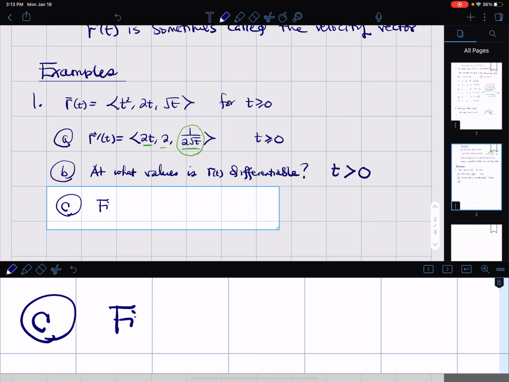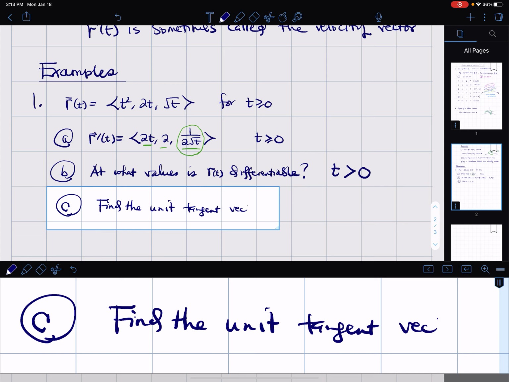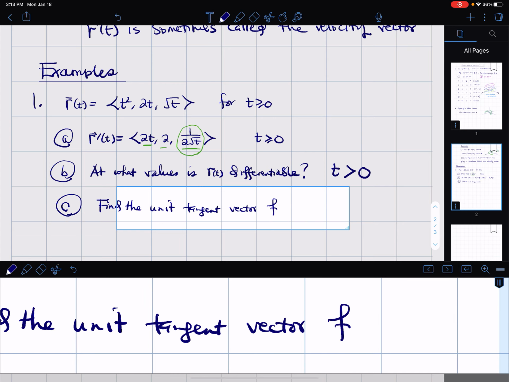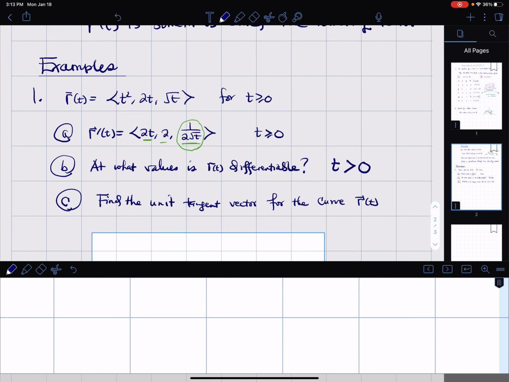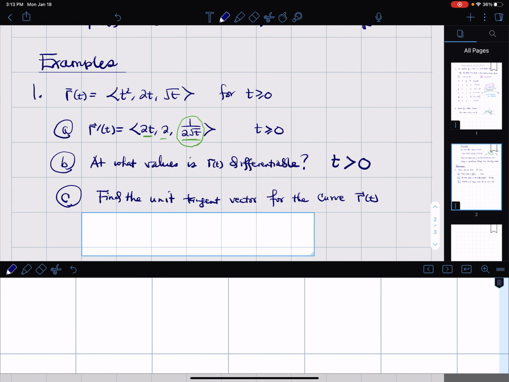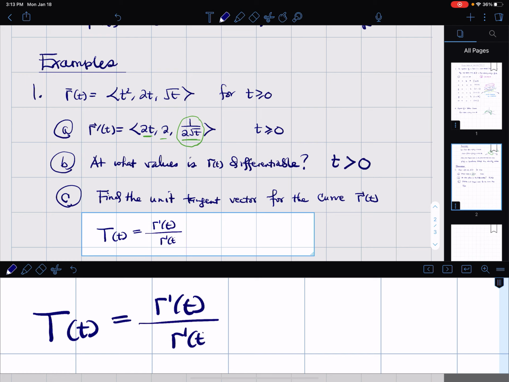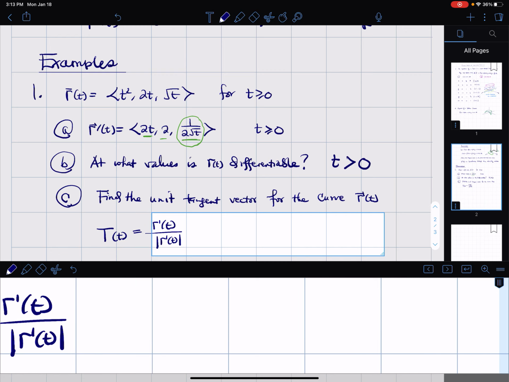Let's find the unit tangent vector for the curve r of t. The unit tangent vector, let's call it T of t, you just find the derivative and divide by the magnitude of the derivative. So you find the tangent vector and divide by the magnitude of the tangent vector.